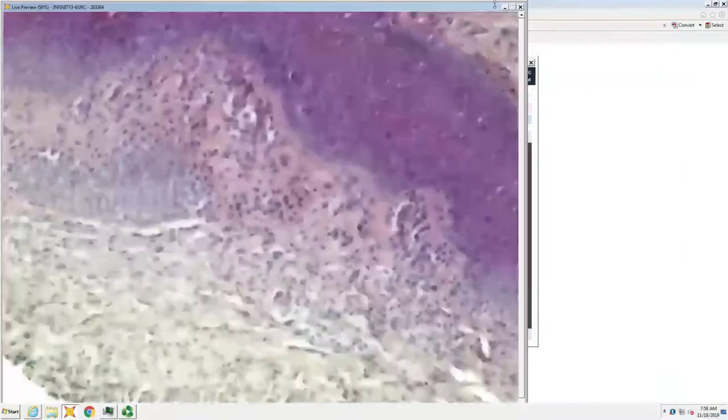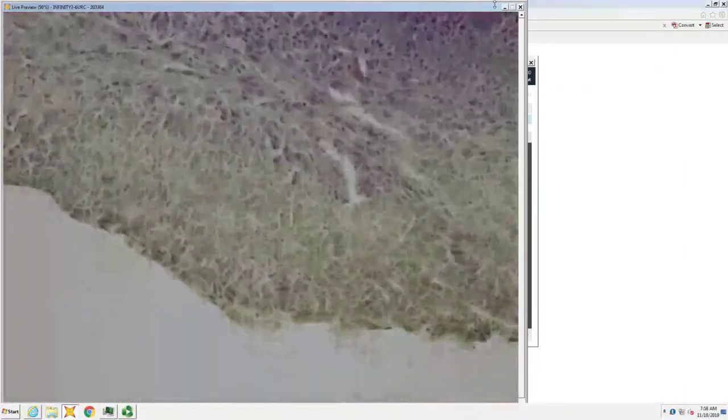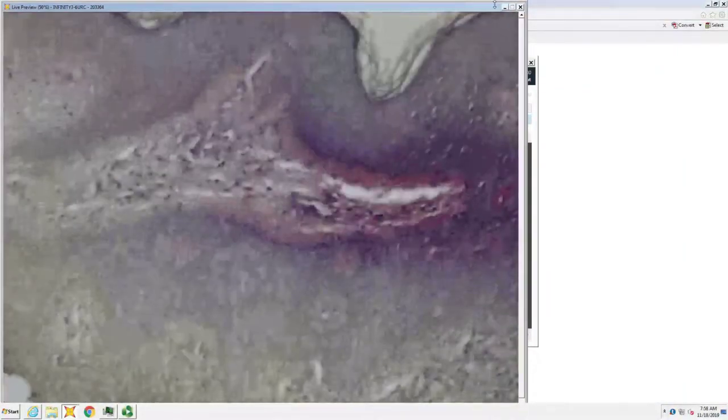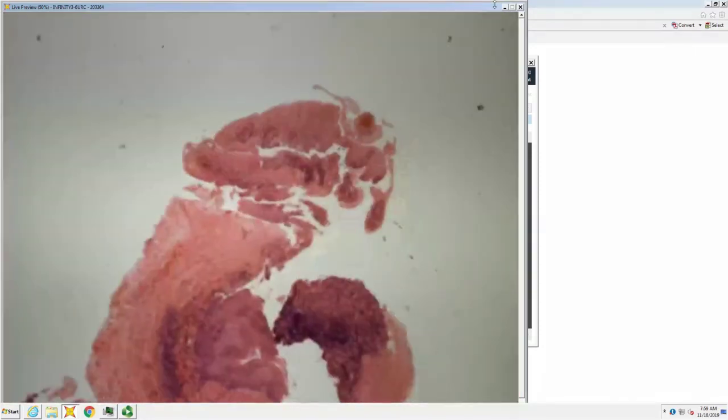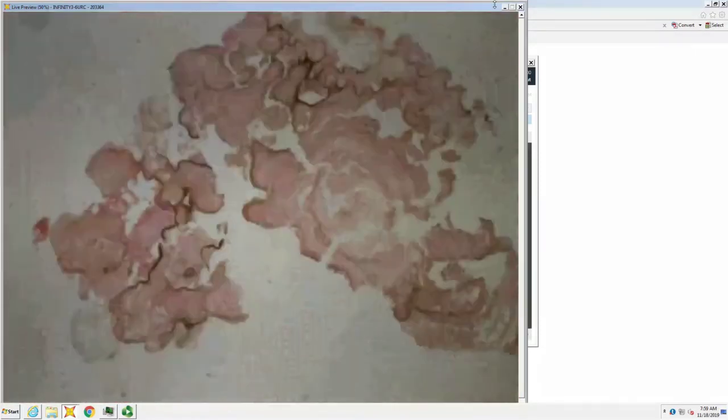Okay, so the stain has faded a little bit. Let's see if we can still make out the organisms. Let's skip and go on to something different. Lots of death.